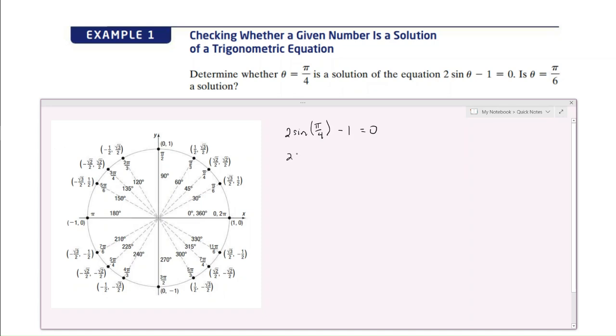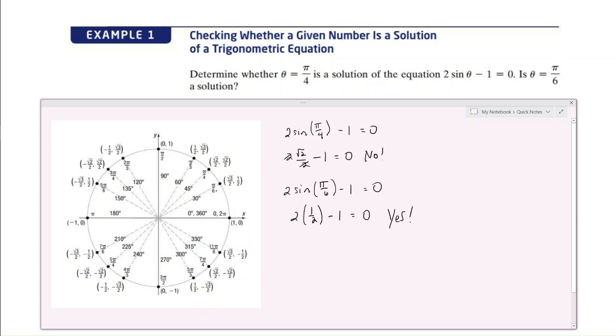so that's like taking 2 times the square root of 2 over 2, subtracting 1. Do I get 0? I can see I will not get 0 because square root of 2 minus 1 does not equal 0, so no for pi over 4. Let's try the other one here, pi over 6. Substituting the sine of pi over 6, which is 1/2, you get 2 times 1/2. That works.